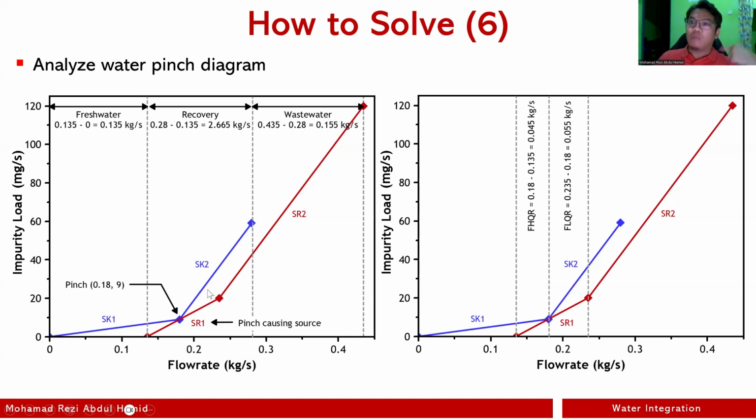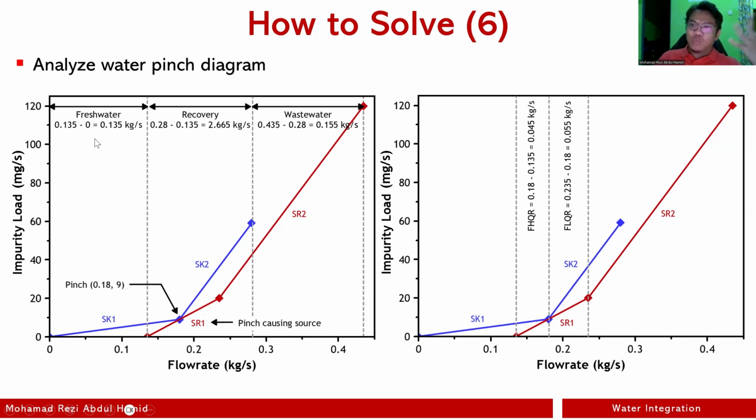Okay, I would like to recap. The first one here is you can tell what is the pinch. Pinch here is 0.18 kilogram per second of fluid, and then these are 20 something milligram per second of impurity. Those are your pinch. Now, what's your pinch causing source? Basically, this point belongs to which segment? This is SR1. So pinch causing source is SR1.